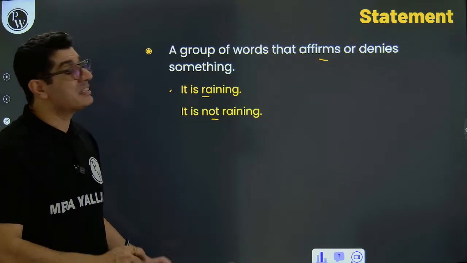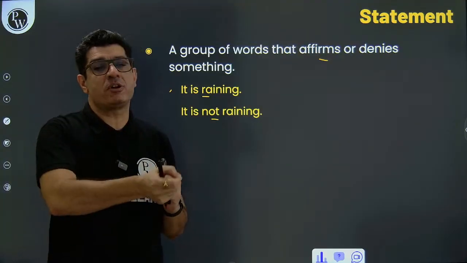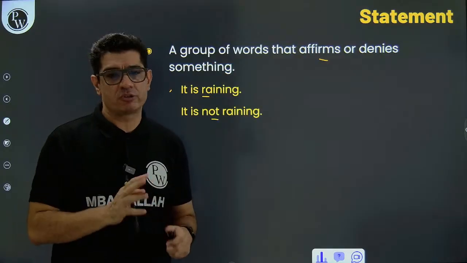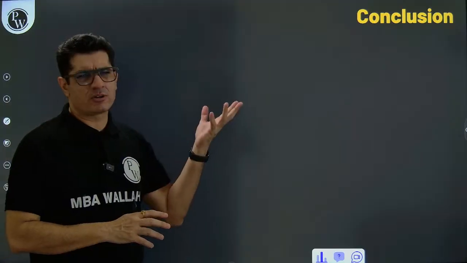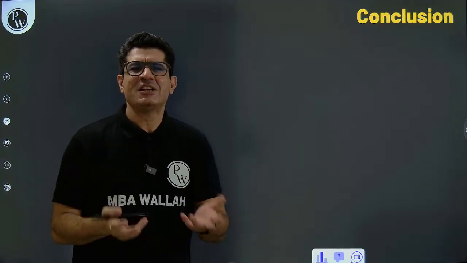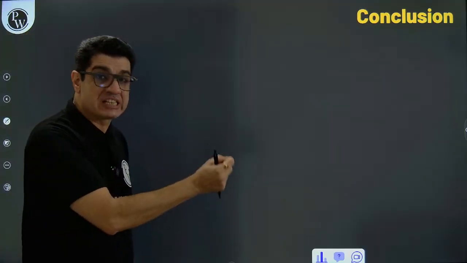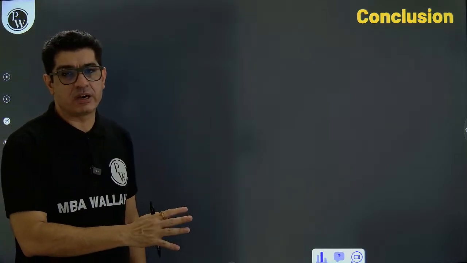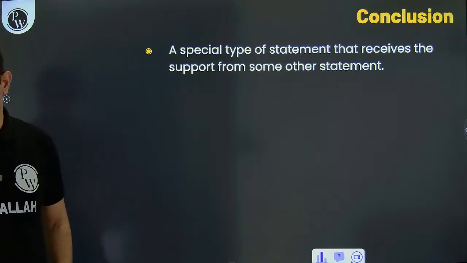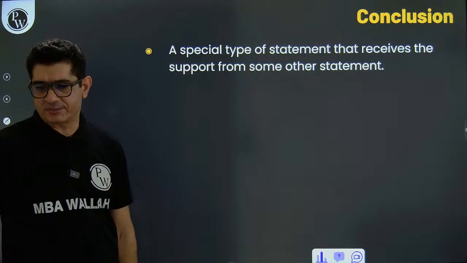Now statements can be of 2 types, okay? Can be. Not every statement is going to be of one of those two types, but they can be of those two types. So those two types are conclusion and premise. So what do you understand by conclusion? I think intuitively we all know what a conclusion is. So let me just define it from the perspective of critical reasoning for you. So conclusion is a special type of statement that receives the support from some other statement. I'll leave you to read it and then we'll talk. Read it and give it 3 seconds and then we'll talk.